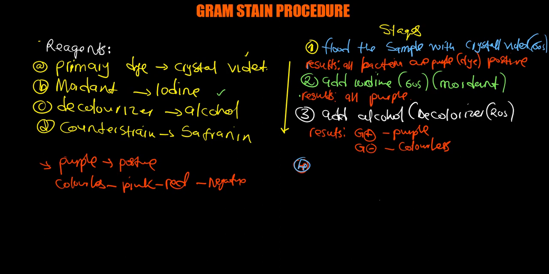so for stage 4 you add safranin, which will be the counterstain. Okay, so we add safranin. Alright, so this safranin is called the counterstain. Okay, the stage is called counterstain. You counterstain by adding safranin. Okay, this should be performed between 1 minute to 2 minutes, so that you can have the best results.